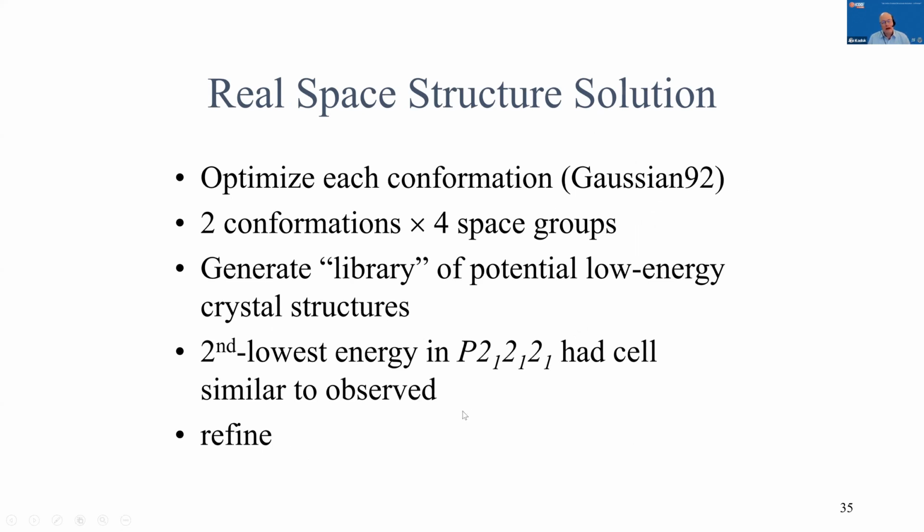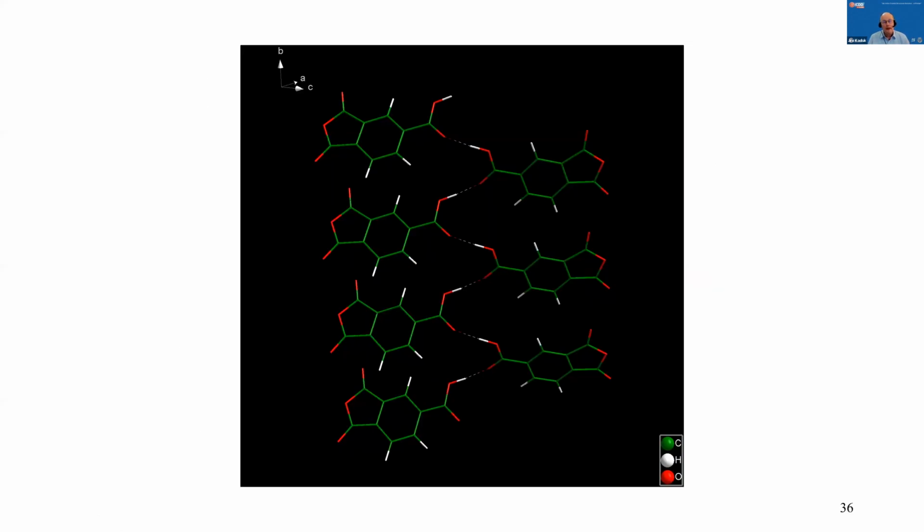But after all this, looking at the results, the second lowest energy structure in this common organic space group had a cell similar to the observed one, and that was what I used to refine the structure. The structure contains helical hydrogen bonded chains, kind of zigzagging along here. And if you look down the chains, which are here, you can see there are CH···O hydrogen bonds. People used to argue about such things, whether they were real or not, but they're real.